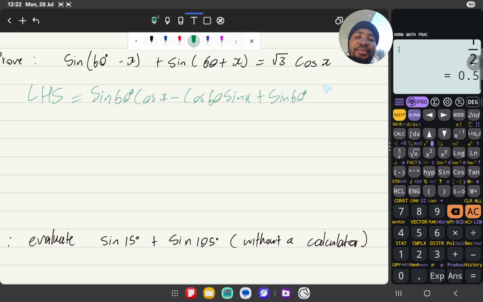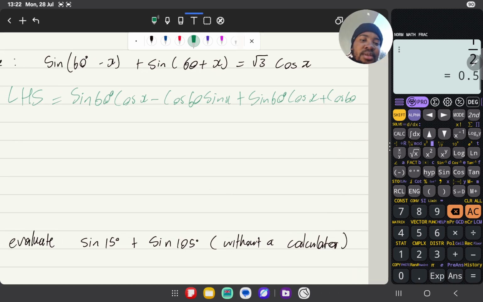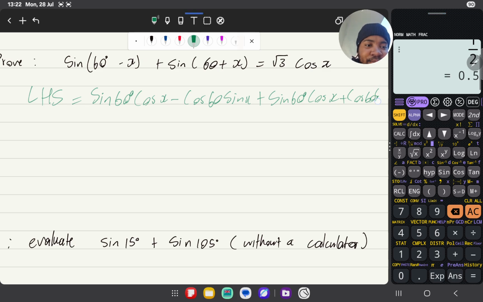So coming to this one, we're going to have a plus sine 60 cos x, it's a plus, so we have a plus cos 60 sine x. I'm running out of space. This will be cos 60 sine x. You guys just know that it is sine x.